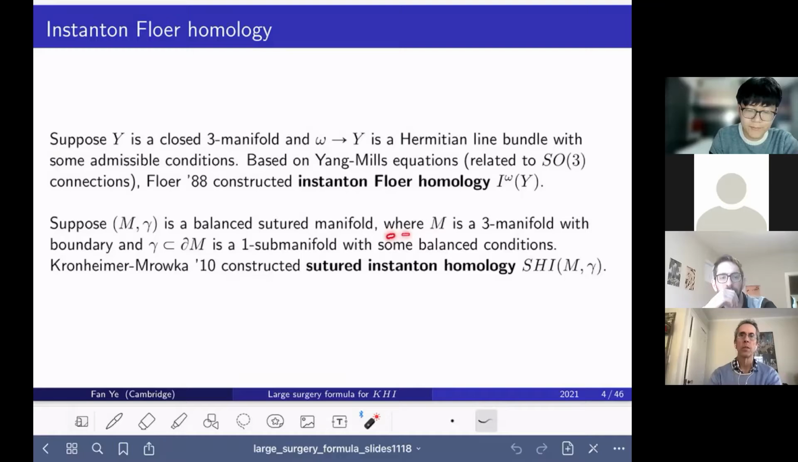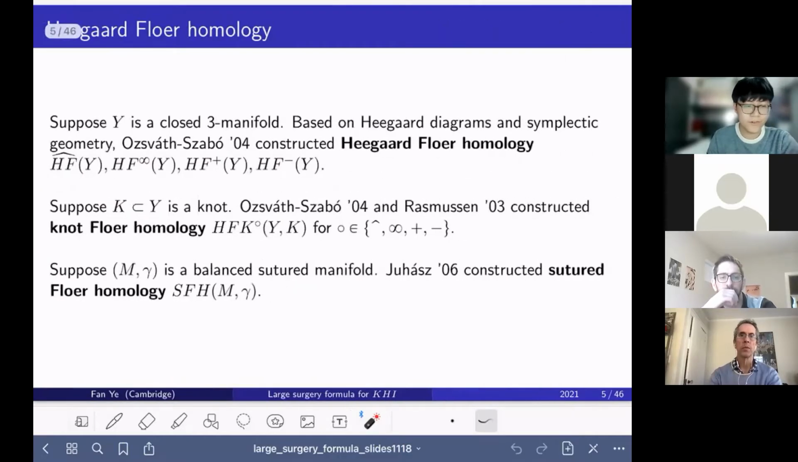Here M is a 3-manifold with boundary, and gamma is a 1-submanifold on the boundary with some balance conditions. And for Heegaard Floer theory, if we consider a closed 3-manifold Y, then Ozsvath and Szabo constructed Heegaard Floer homology. There are 4 versions of Heegaard Floer homology: hat version, infinity, plus and minus.